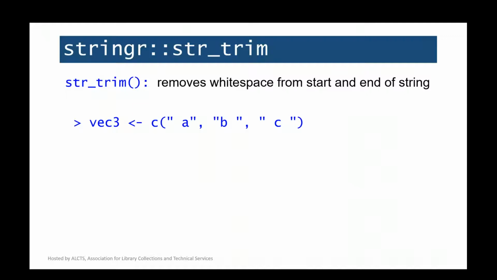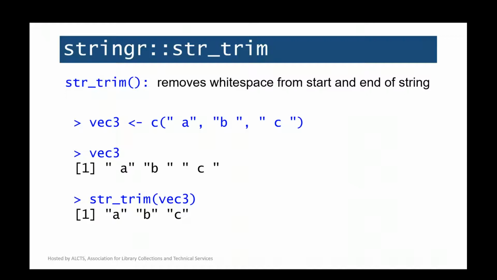So here I just create another vector, and you see there's a space before the A, after the B, and before and after the C. That's what it looks like when I print it. But when I call string trim on it, it automatically removes that white space. Very handy, because you'll be amazed how many strings have spaces on the beginning and end.